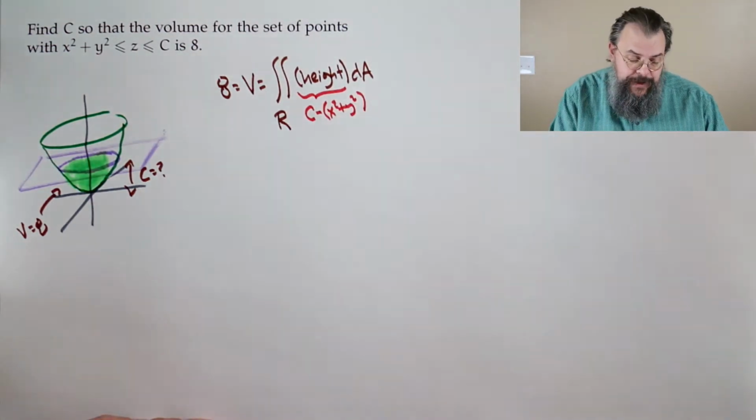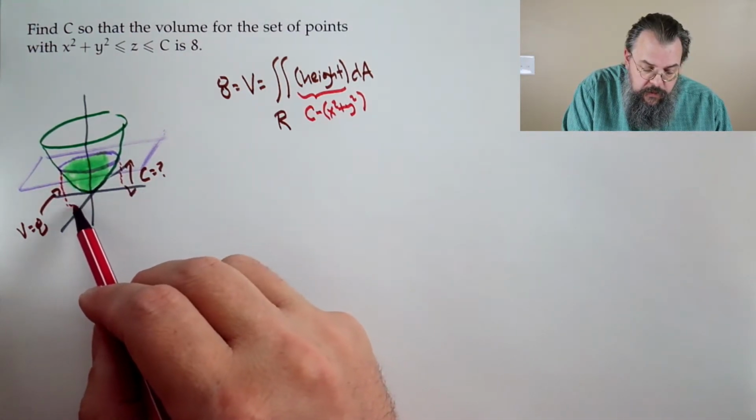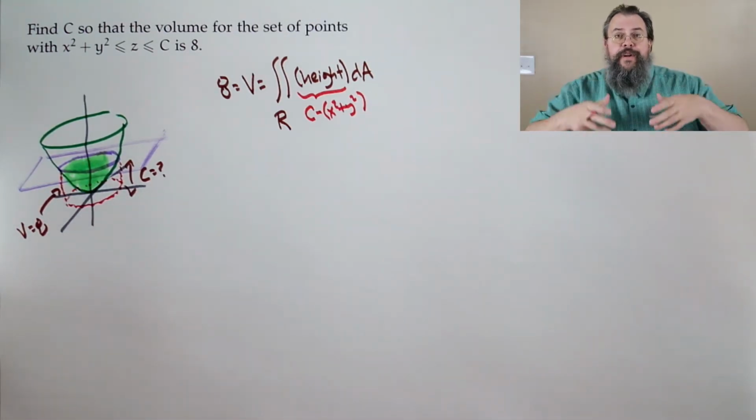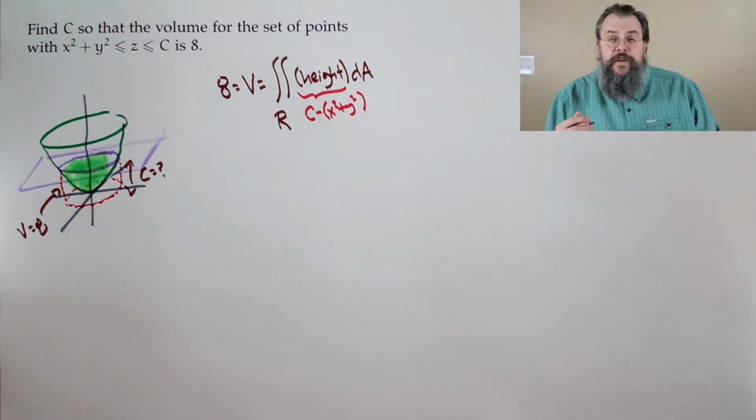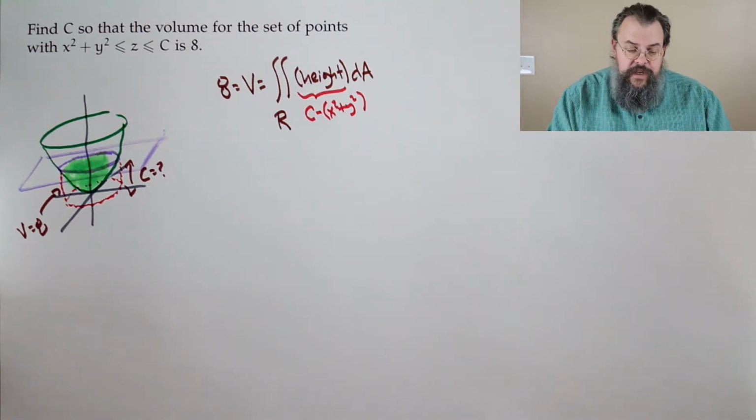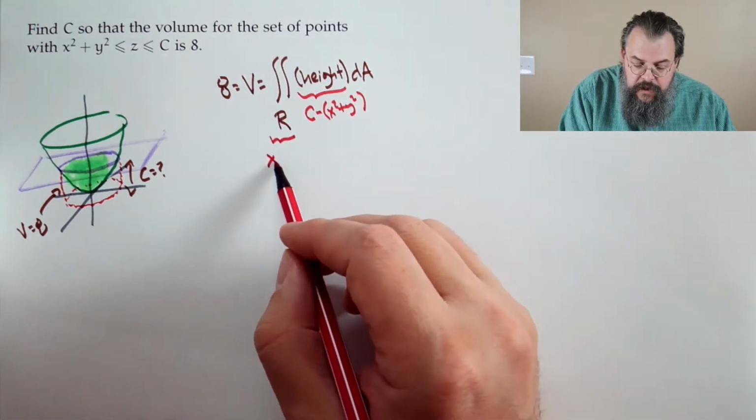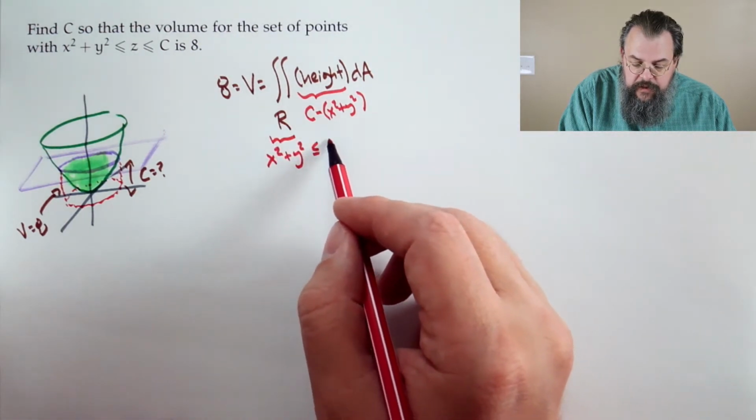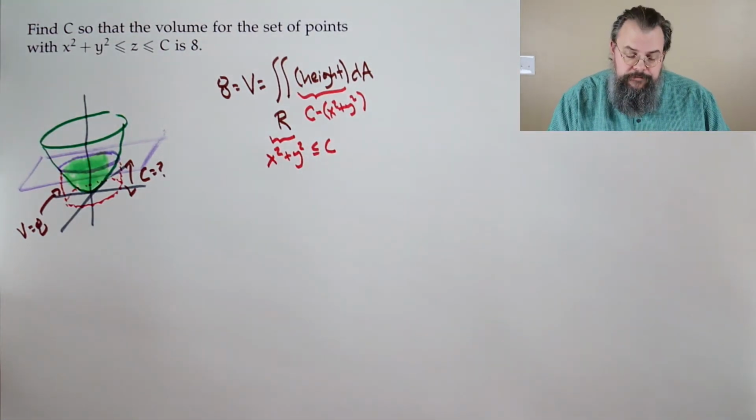What's our region? If we imagine going down, what are we sitting on top of? We're sitting on top of a circle. In particular, to figure out our region, we ask when do these two surfaces, z equals c and z equals x squared plus y squared, intersect? So our region R would be the circle, x squared plus y squared is less than or equal to c. So x squared plus y squared equals c is where they intersect, and then we want the interior.